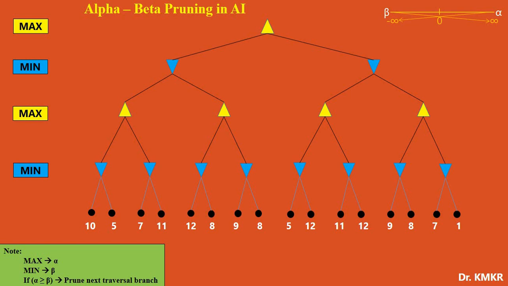Apart from this, there are two parameters, alpha and beta, and they can be defined as follows. In the case of alpha, it is the best choice, that is the highest value we have found so far at any point along the path of the maximizer, and usually the worst case value, minus infinity, is taken.